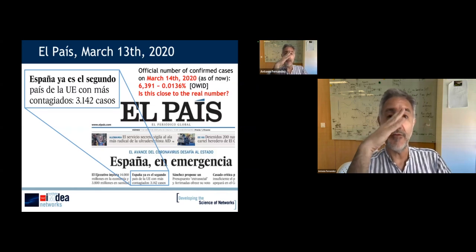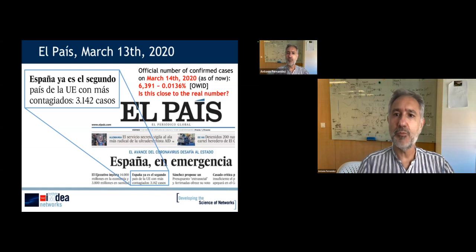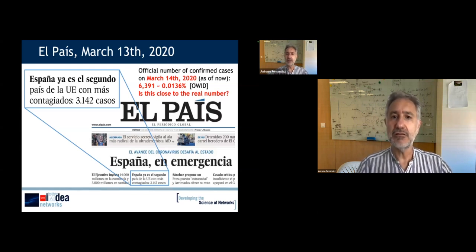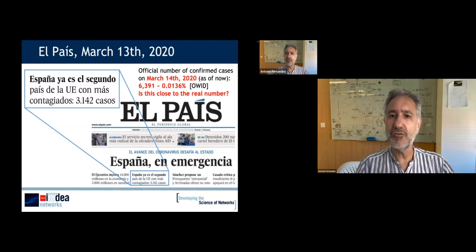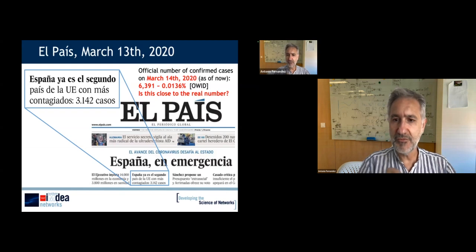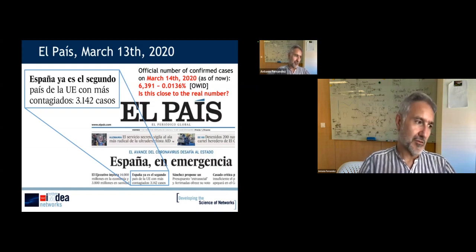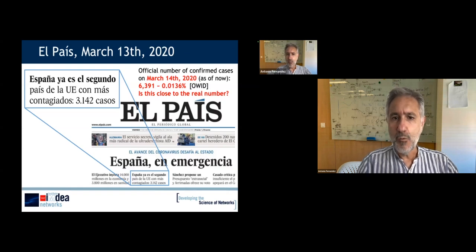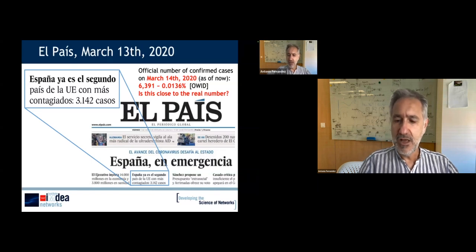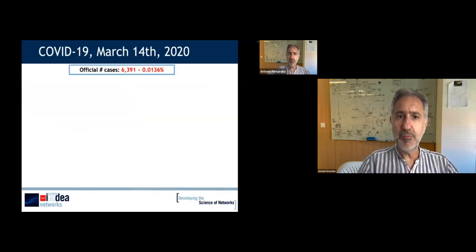One day later, and after all the backlog of reporting, the official data as of now, the official number as of now is that on March 14th, 2020, there were 6,400 cases. Of course, these were only the cases that were confirmed with a proper test, PCR at the time. So what happened is that we asked ourselves, how close is this number to the actual number of cases?